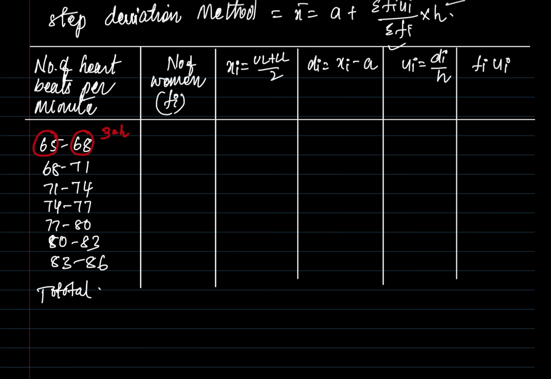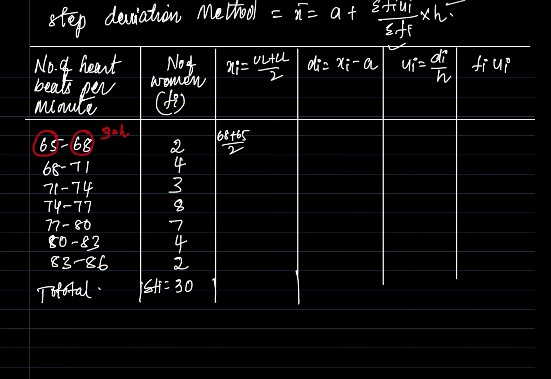Then next fi: 2, 4, 3, 8, 7, 4, and 2. If you add all this, we'll get 30. I am doing this calculation very quickly because we don't have much time for calculating; you can easily add these. Then xi is upper limit 68 plus 65 by 2. At the time of the exam, you will get a doubt about how to add these terms.